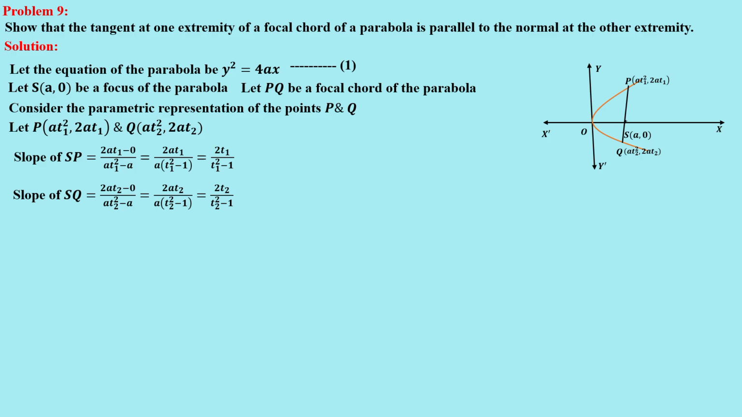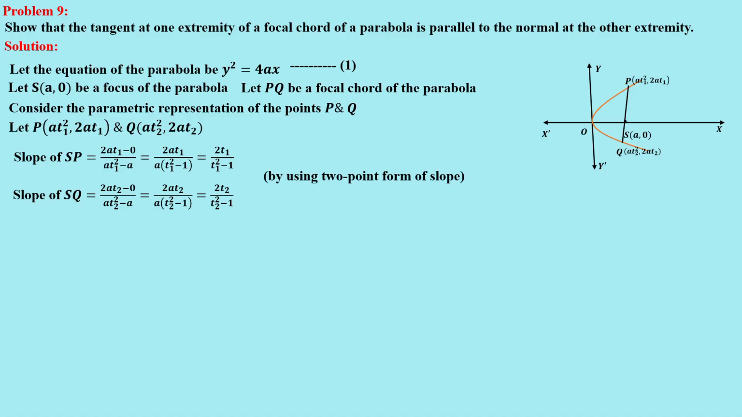Similarly, we are going to find the slope of SQ. S is (a, 0) and Q is (at2 square, 2at2). Same formula, y2 minus y1, 2at2 minus 0 by x2 minus x1, at2 square minus a. Same, so in the denominator a is common, take it outside, 2at2 by a into t2 square minus 1. Numerator a and denominator a get cancelled, 2t2 by t2 square minus 1.